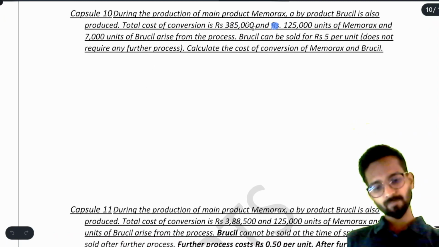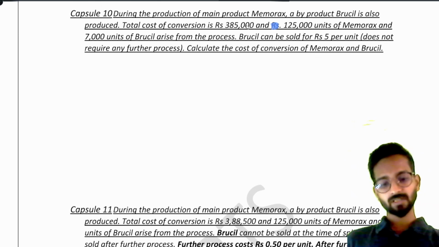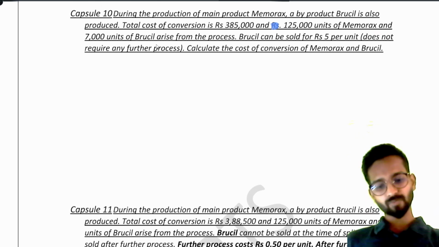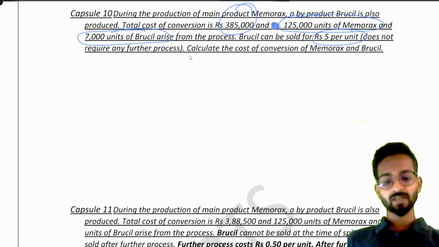During the production of main product Memorex, a byproduct Brucil is also produced. Total cost of conversion is rupees 3,85,000, and 1,25,000 units of Memorex and 7,000 units of Brucil arise from the process. Brucil can be sold for rupees 5 per unit. It does not require any further process. Calculate the cost of conversion of Memorex and Brucil.